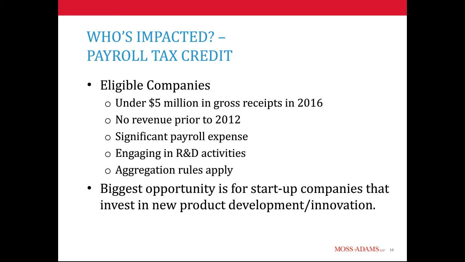In order to qualify, you have to be under $5 million in gross receipts in 2016, and you could not have any revenue prior to 2012. So it really is designed for those startup companies. You also have to have significant payroll expense because it is a payroll tax credit, obviously engaging in R&D activities, and there are aggregation rules, and what that means is that ownership comes into play. If you have companies with the same owner, for example, that $5 million threshold is going to be determined on a combined basis.